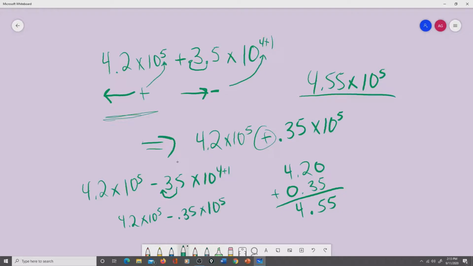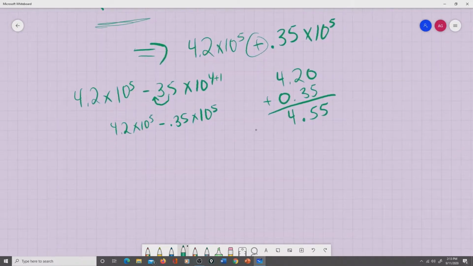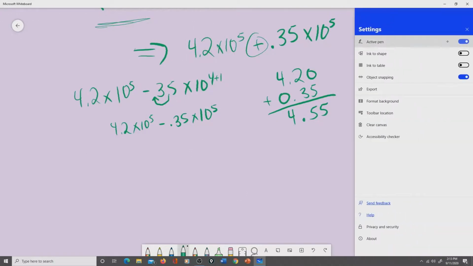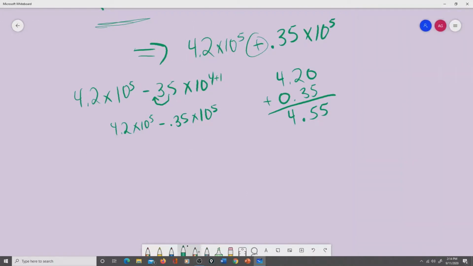All right, and then I just use that same rule. But instead of adding, like I did here, I'm going to be subtracting. So let me just give myself a little more space real quick. Okay, and now we can see I just do 4.2 minus 0.35. Again, just put in the zeros for the place values that don't have a number just to hold the place.